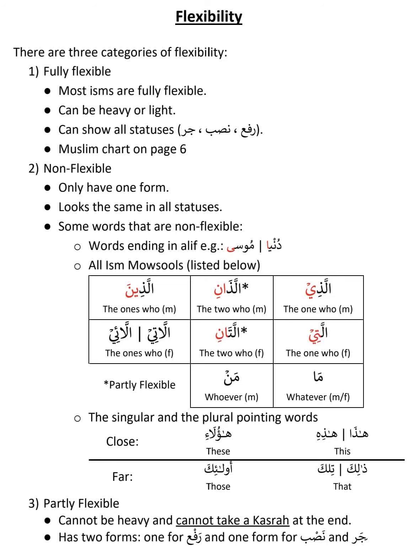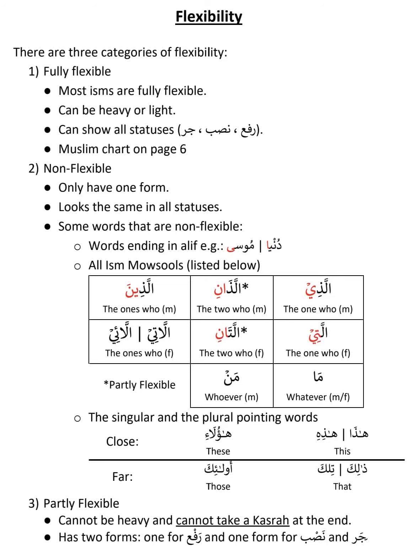So if someone asks, what is the Rafa of Yusuf, it is Yusufu, and Nasib of Yusuf is Yusufa, and Jar of Yusuf is also Yusufa. So Yusufu, Yusufa, Yusufa. That's how the chart works for Yusuf. You need to remember this. It is actually easy. Now you have only two forms to remember: Yusufu, Yusufa, Yusufa. So that's only two forms.